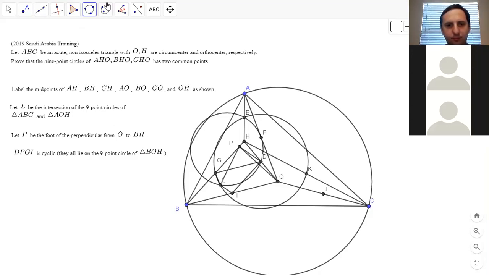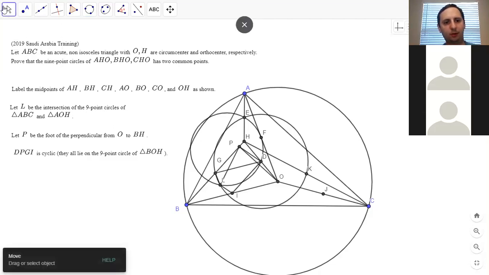Oh, I think that is not actually true. Oh, it's not the Feuerbach point? No. Okay. That would have been really cool.